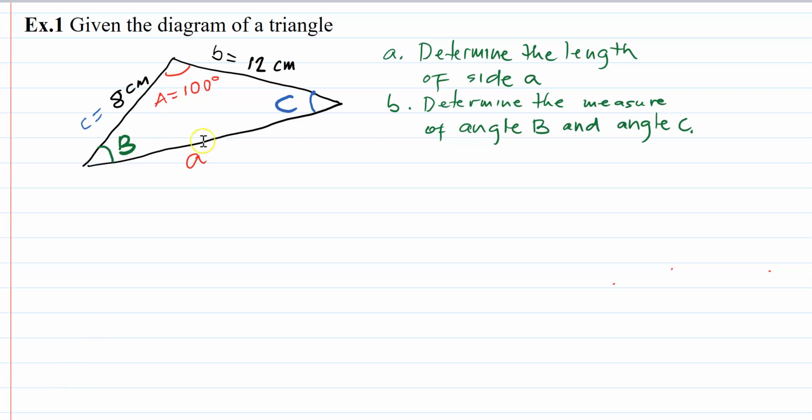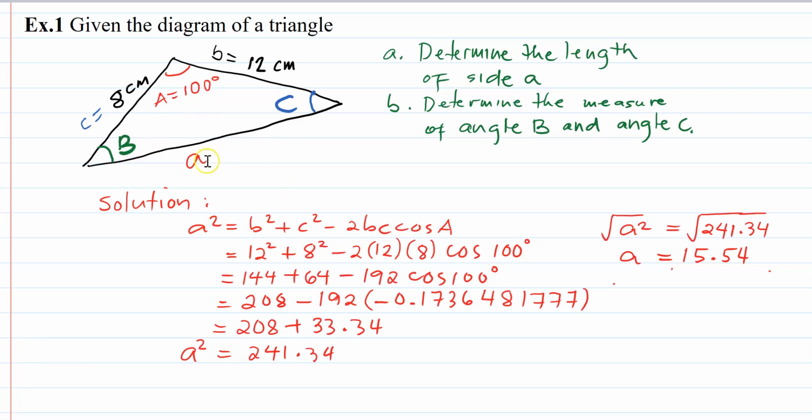Here is example 1. Given the diagram of a triangle where angle A is 100 degrees and side B is 12 centimeters, side C is 8 centimeters, and we want to determine the length of side A, the measure of angle B, and the measure of angle C.